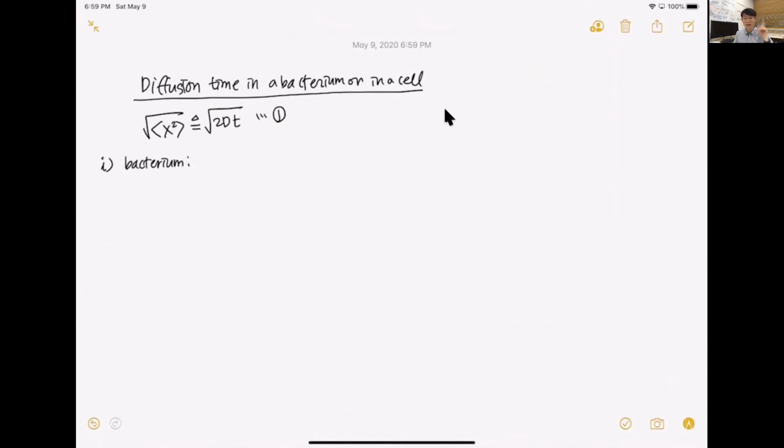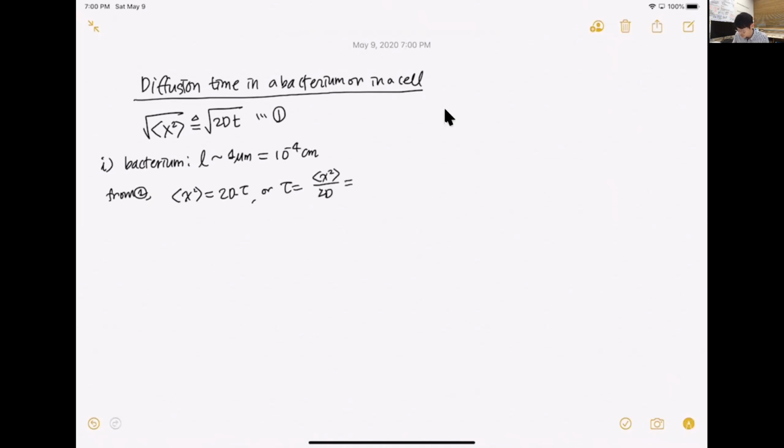which has a length scale of about 1 micrometer, as I told you. 1 micrometer is 10 to the minus 6 meter, and 10 to the minus 2 meter is 1 centimeter, so this is 10 to the minus 4 centimeter. So from equation 1, we know that the average square is 2Dτ, so the time constant t will be x squared over 2D.